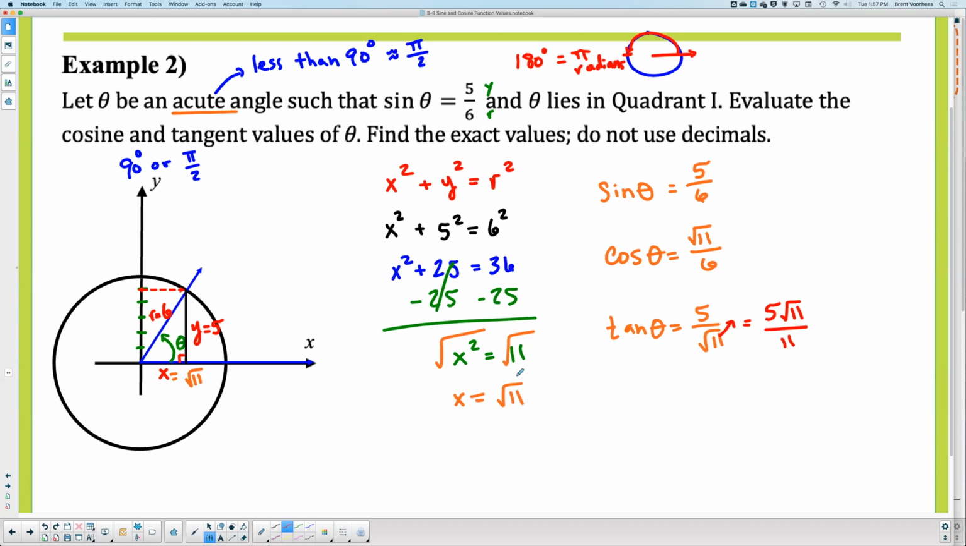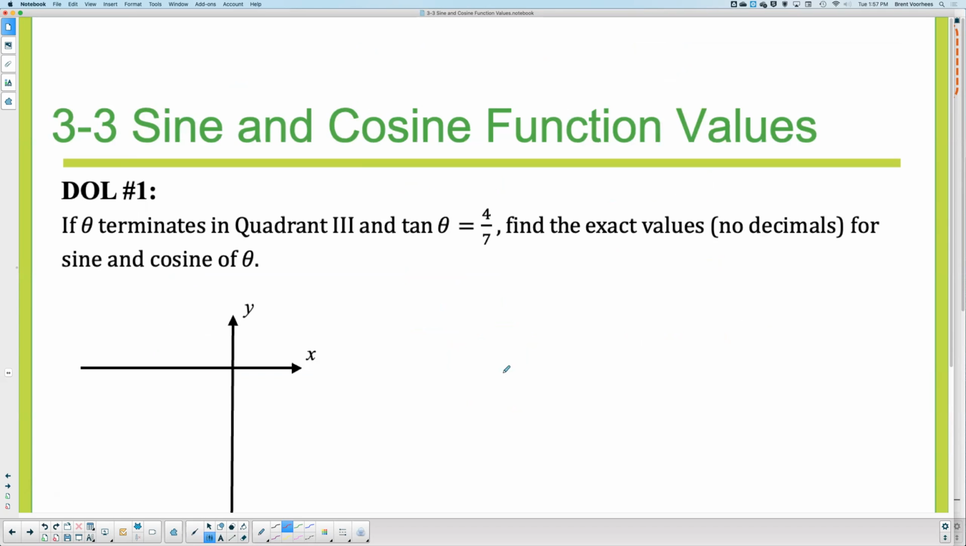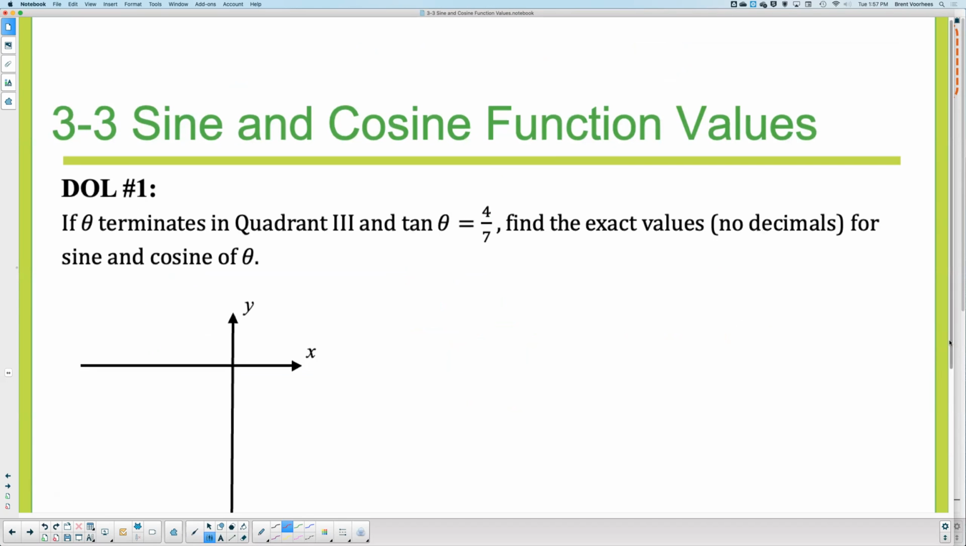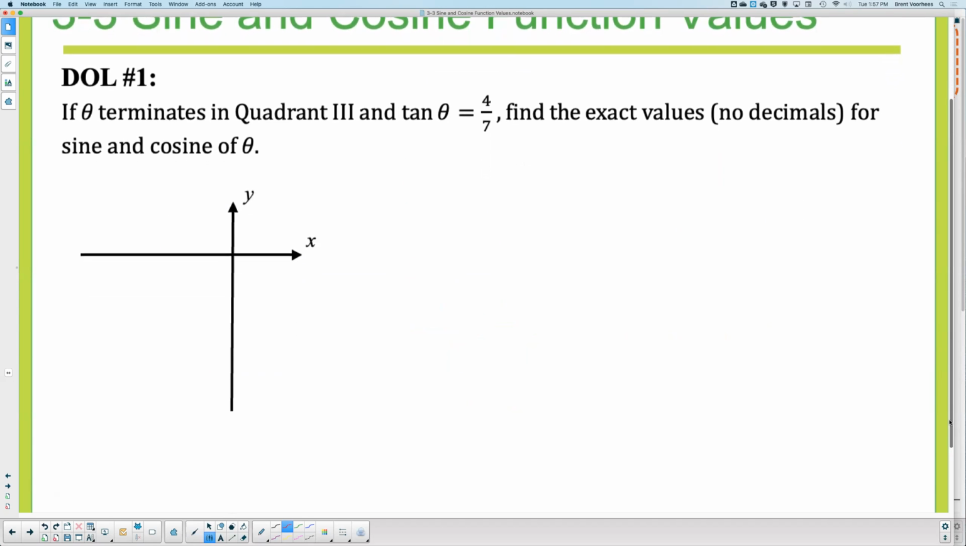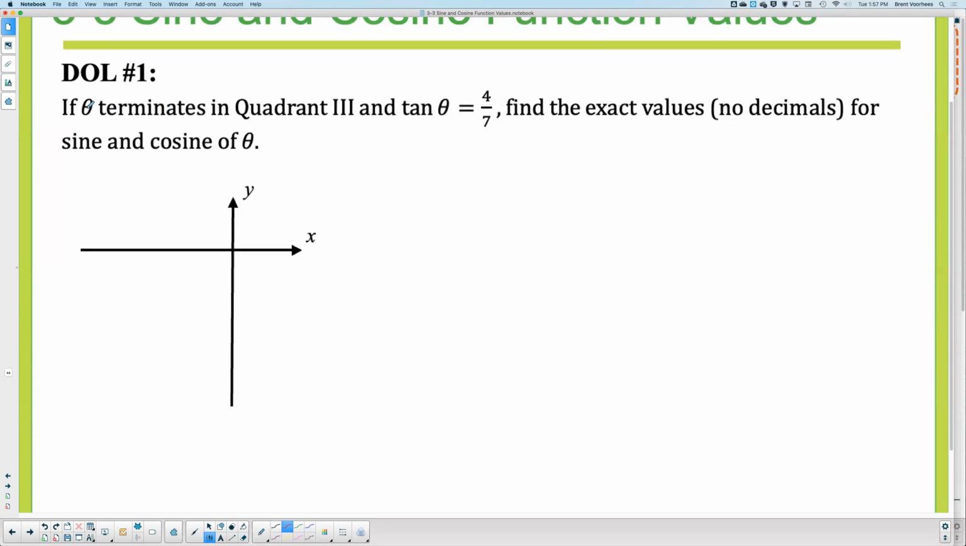All right, you've seen me do this a couple of times. I'm going to let you try this. Now, before I leave you, it says that the angle is going to terminate in quadrant 3. What does that mean about x and y if you're in quadrant 3? It's negative. They're both negative.